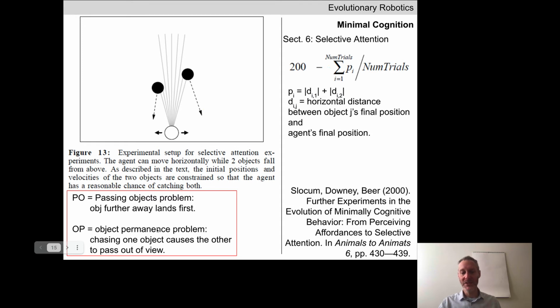The second problem is the object permanence problem. The robot doesn't always see both objects. So chasing after one object often causes the other object to pass out of view.